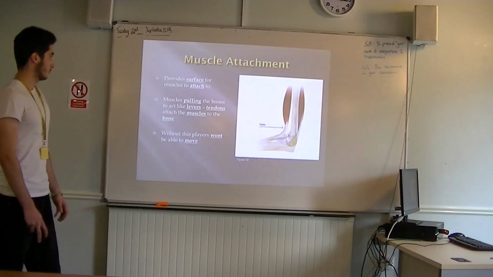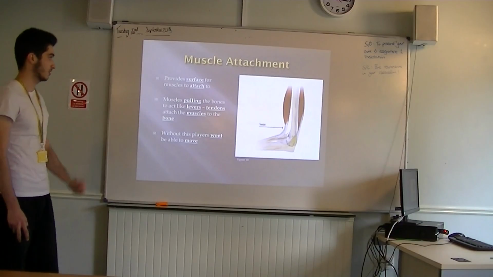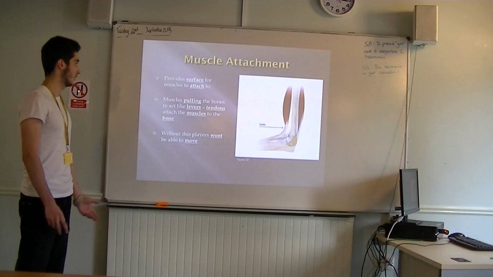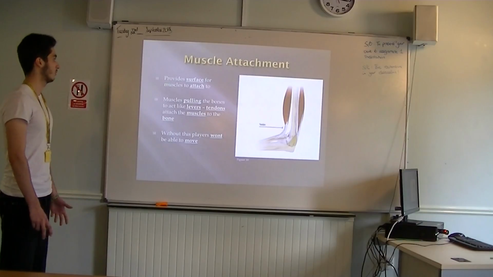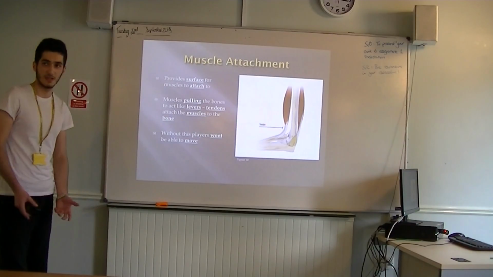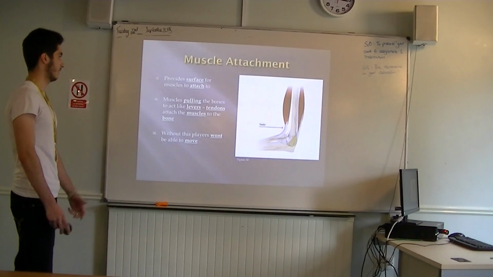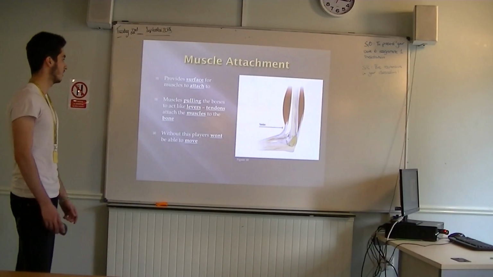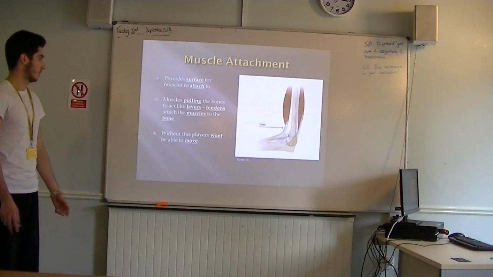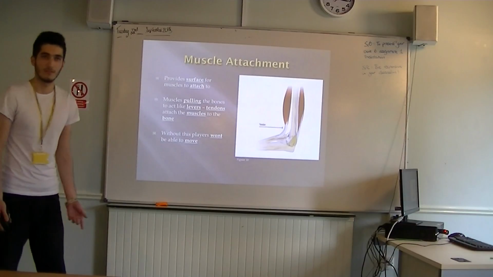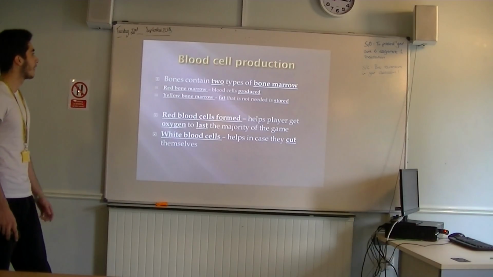The skeleton also provides a surface for the muscles to attach to. The muscle is attached to the bone by a tendon, and the muscles pulling the bones act like a lever, and this is how the body moves. Without this, players wouldn't be able to move, and therefore rugby wouldn't be a sport.